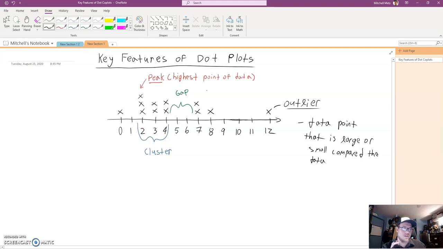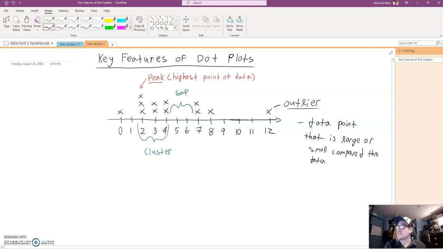I'm going to get into a little bit more depth, but a few more things to know about line plots. Again, line plots, they just are a visual display so that you can see how the data is organized. So I can see that most of the data is right here between 2 through 4.